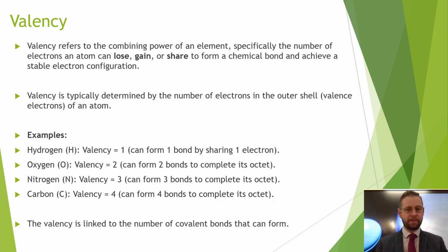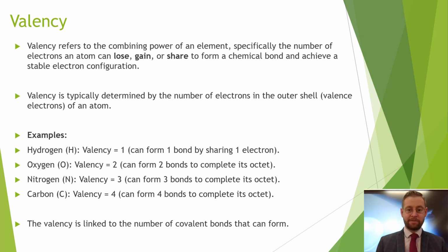So I used this word valency. What exactly do I mean by that? It's how many electrons you would need to lose, gain, or share to form a complete outer shell, a stable electron configuration. And this can be found from the periodic table. Hydrogen has a valency of 1. It can share an electron. It could also take an electron in the form of a covalent bond with perhaps another hydrogen to form H2.